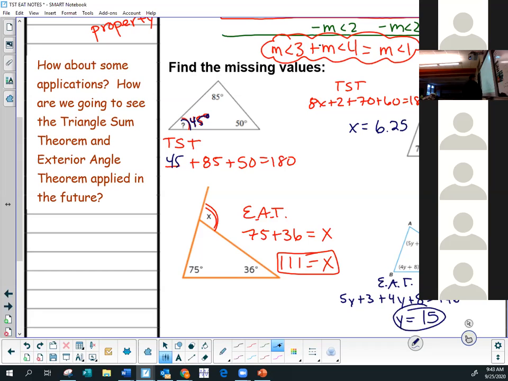Okay, if you haven't yet, notice that the answers are up on the board. Can you please double check your work against mine? And also what you're seeing on the board represents the minimum amount that I expect to see, say if this was a quiz. I'm not entirely concerned with the steps of algebra, but I do insist that I see the equation you set up, and also the identification of the theorem. In this case, TST is triangle sum theorem. EAT is exterior angle theorem, which is fun to write because it says EAT.